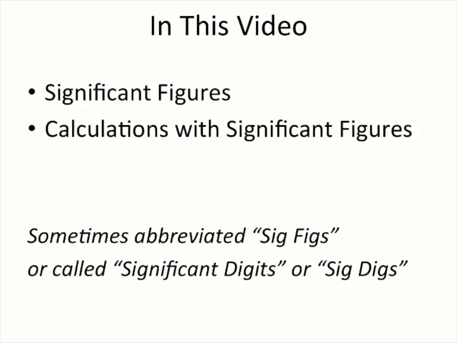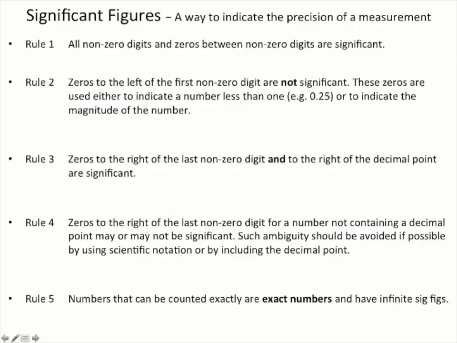In this video, we will talk about significant figures and how to do calculations to reflect the correct number of significant figures. Significant figures are a simple and effective way to represent the precision of a measurement or a number that reflects a calculation from a measurement. Within a written string of digits that represents a number, some of the digits are significant and some of them are not.